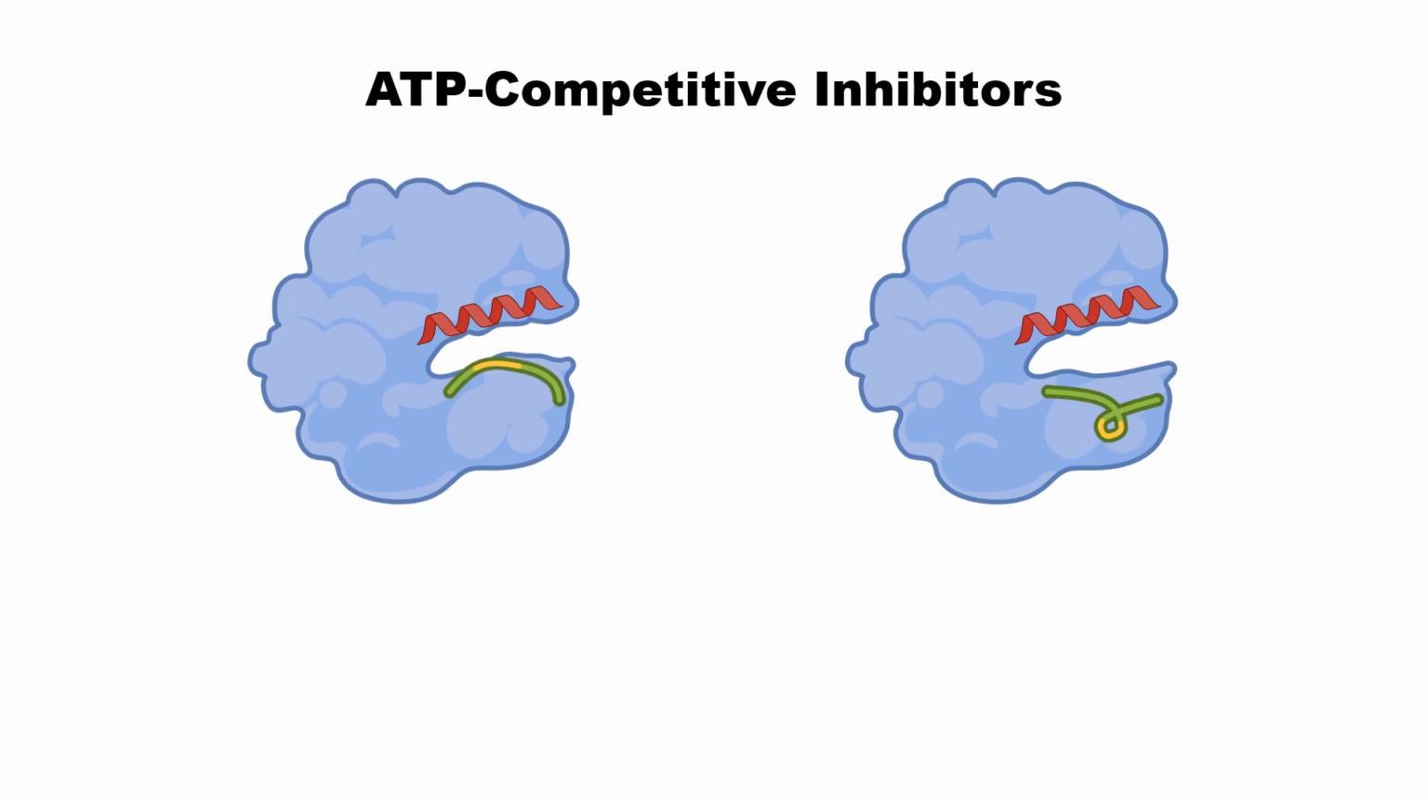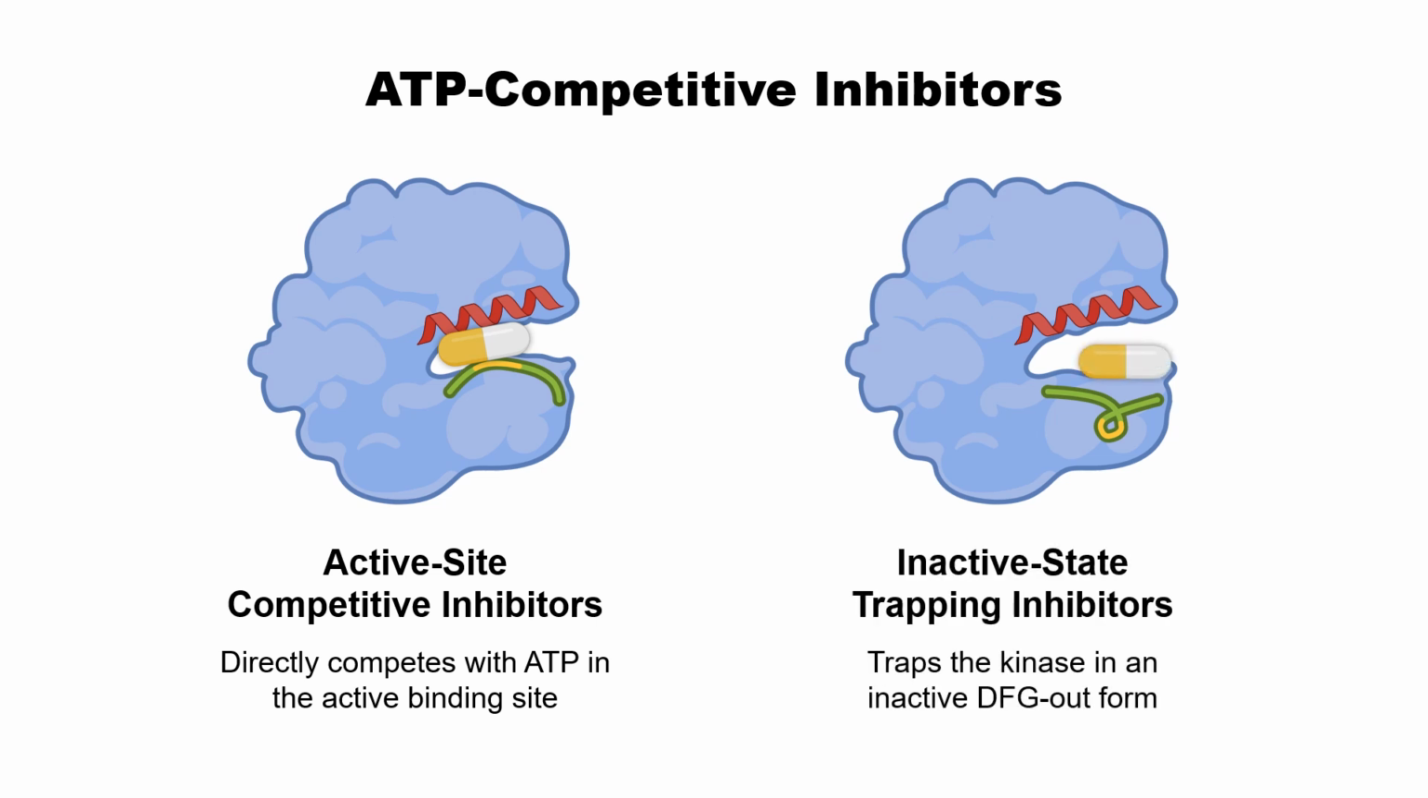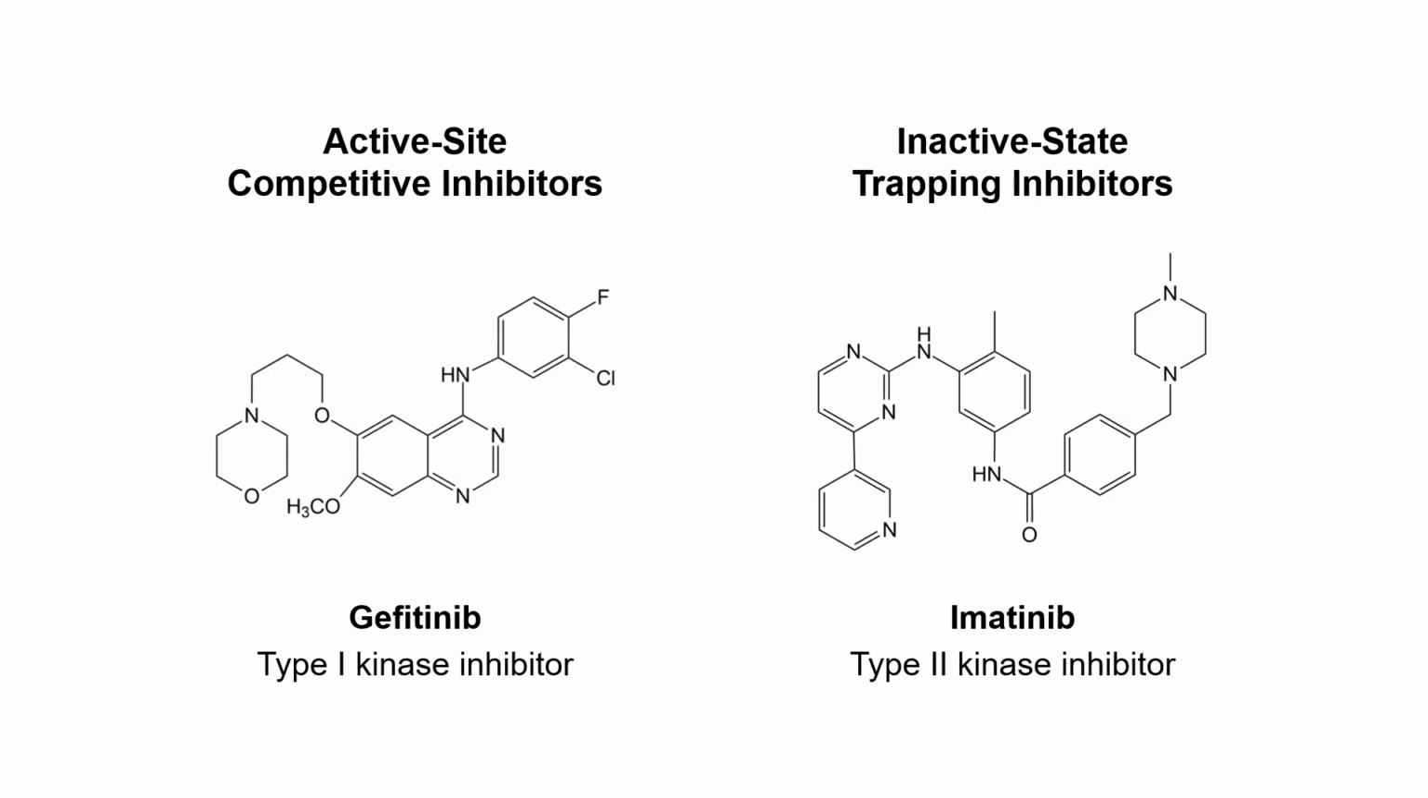That's why ATP competitive inhibitors can be two types. One type is the active site binding competitive inhibitor. The other type binds only to the inactive state and traps that conformation and doesn't let it move back to the active conformation. Here are the two types of inhibitor. Type 1 inhibitor binds to the active site as a competitive inhibitor. And type 2 binds to the inactive state and traps that conformation.